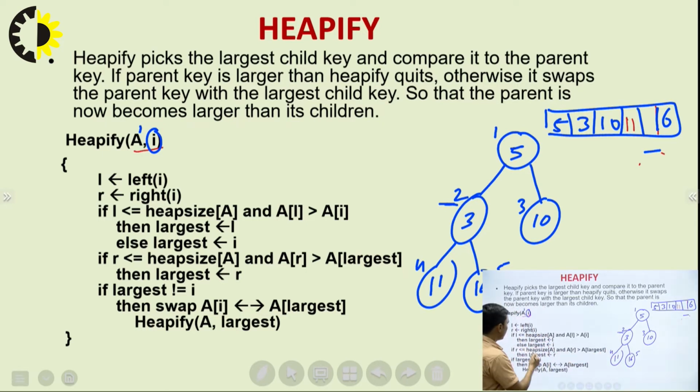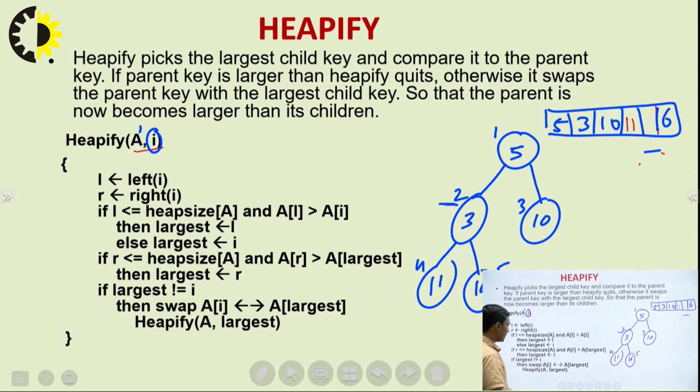For that, we will set a variable, largest, to L. So largest will point to L. Now if this condition is not true, then largest will be I. Now we are going to make a comparison with its right child also. Again we will check whether a right child is available or not. So if R is less than or equal to heap size of A and A[R] is greater than A[largest]. Now we will not compare with I, we will compare with largest. Then if these conditions are true, we set largest to R.